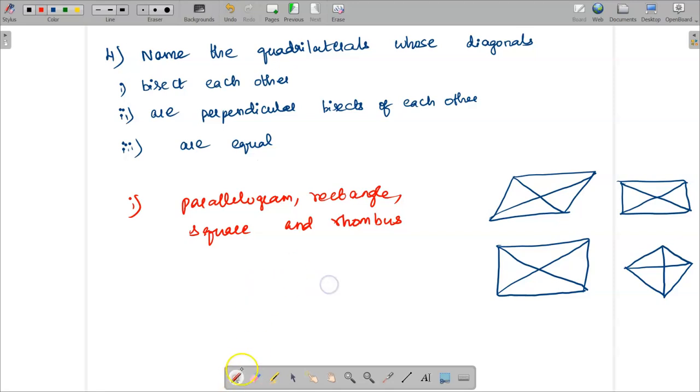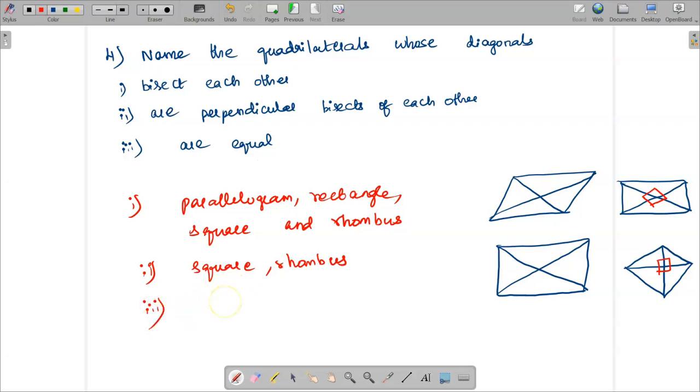Okay, and then the second problem is perpendicular bisectors of each other, right? So we know that in a square as well as in a rhombus the diagonals are perpendicular bisectors of each other, meaning that the diagonals bisect at 90 degrees, right? So the option is square as well as rhombus, where the diagonals bisect at 90 degrees. Okay, but it is not there for your rectangle and parallelogram.